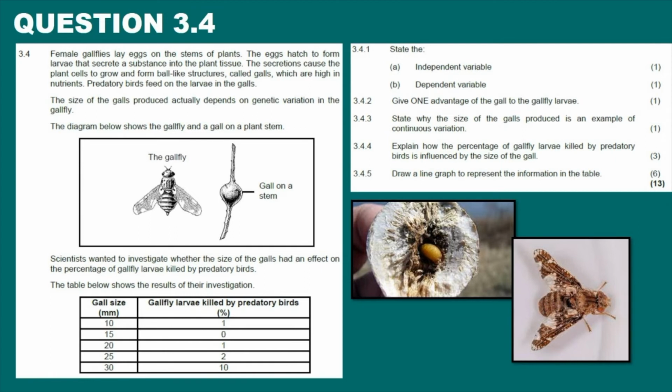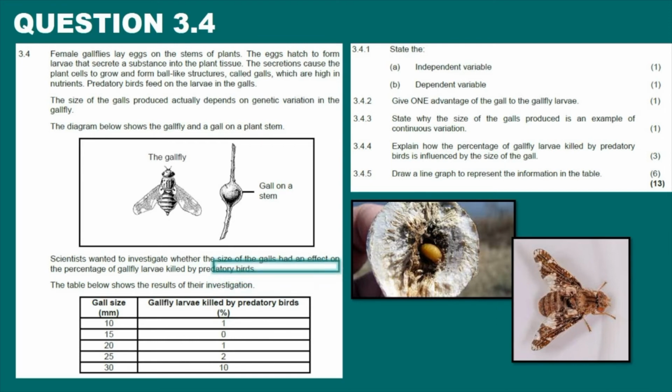So in the right-hand corner, I gave you an actual photo of a gallfly at the bottom right-hand side, and also the inside of the gall. Remember, the gallfly lays the eggs inside the stem, and as soon as the larvae hatch, they have a secretion that causes the plant cells to grow excessively to form a ball-like structure, which is called the gall. If I cut through a gall, you will see the larva in the middle of the gall.